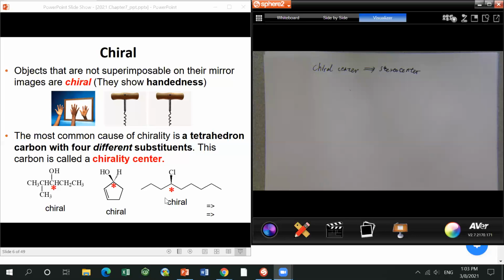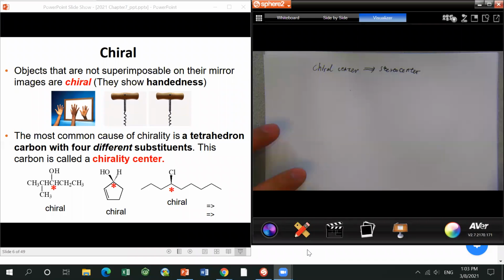If you have any questions, type them in the chat window. The attachments have to be different. If there are four of the same thing, or any two the same, then it's not a chiral center.